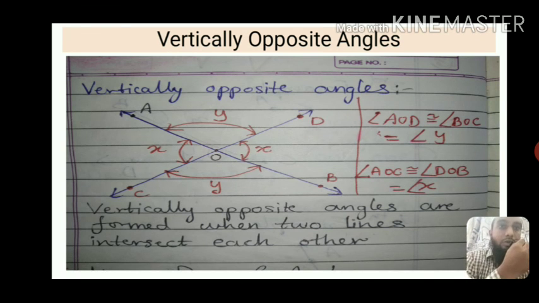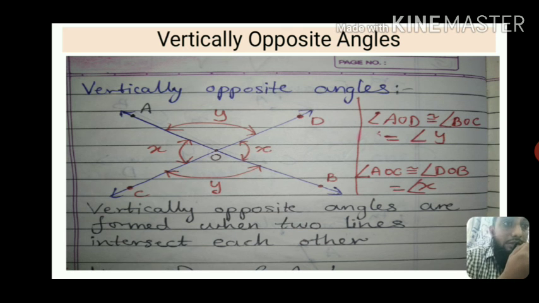Next we are going to vertically opposite angles. Vertically opposite angles are the angles which are formed by two lines. One line is line AB, the other line is line CD. The angles formed by the intersection of two lines, when two lines intersect each other, are called vertically opposite angles. See here, angle y and angle y are in opposite directions but formed by two lines. Same way I have shown angle x, both forming angle x on both sides of the lines, and they will be equal.